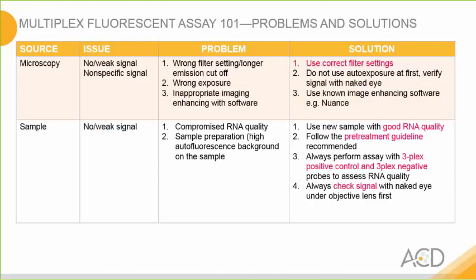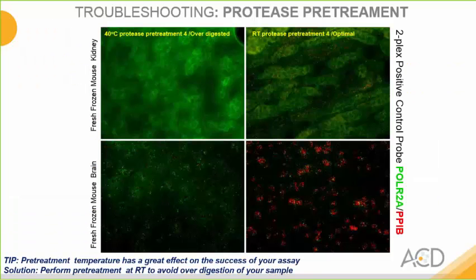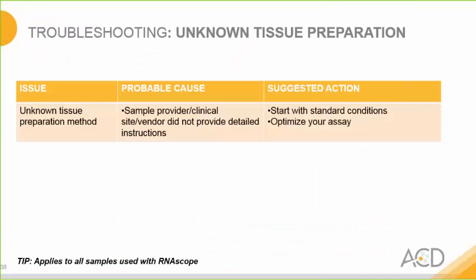Okay, so I think I forgot to mention for the fluorescent assay, it's important to use the ProLong Gold mounting media. Last but not least, for troubleshooting unknown tissue preparations, particularly clinical samples or archival samples where the sample preparation method is not known, what we recommend is to always start with the standard condition, and you can optimize your assay from there.